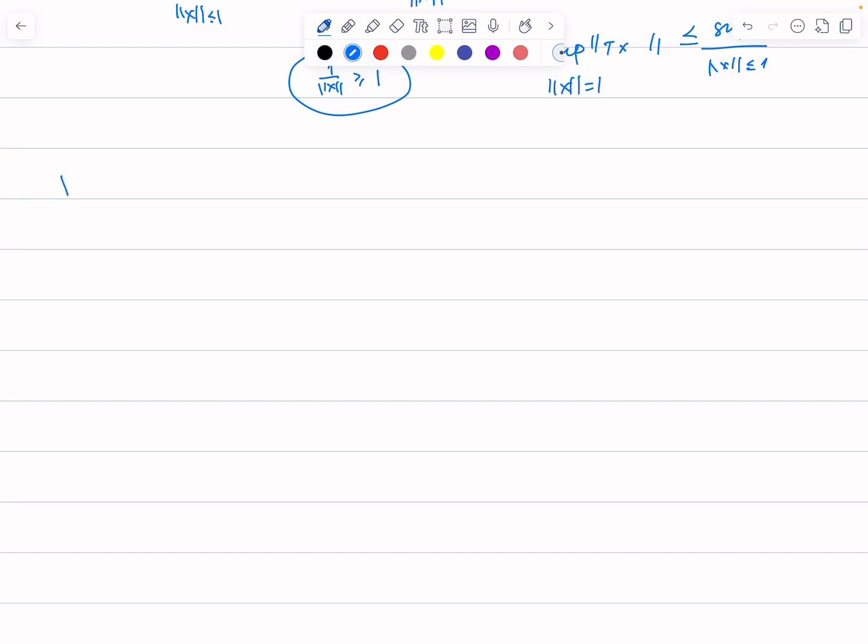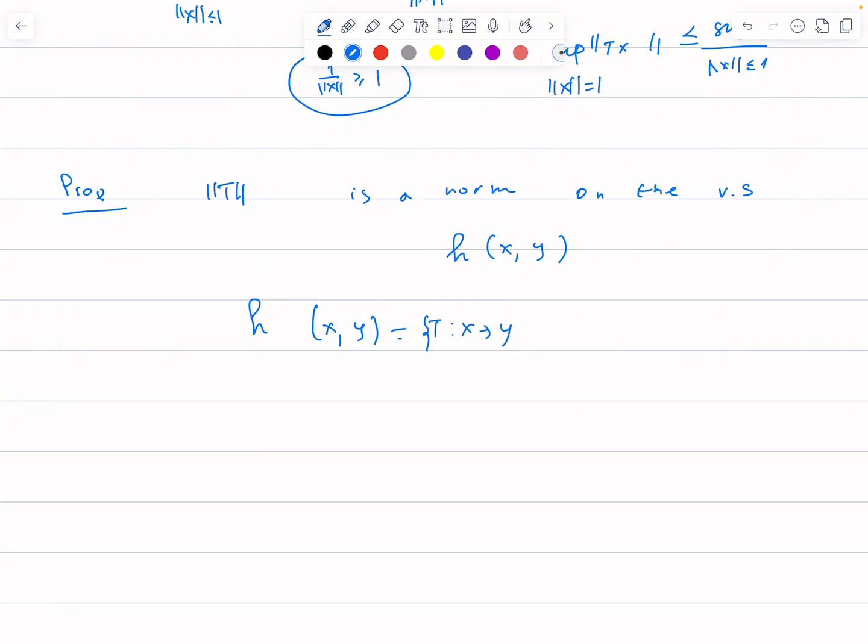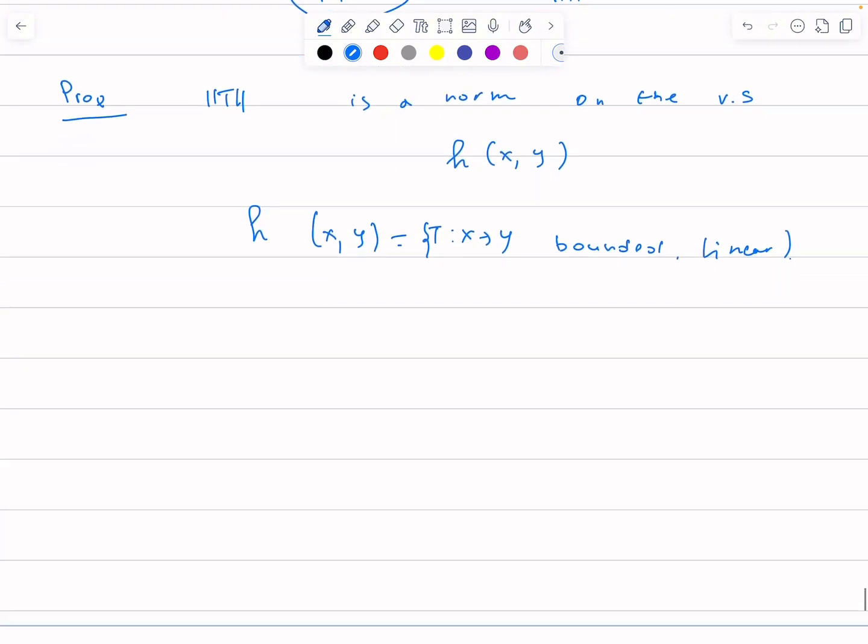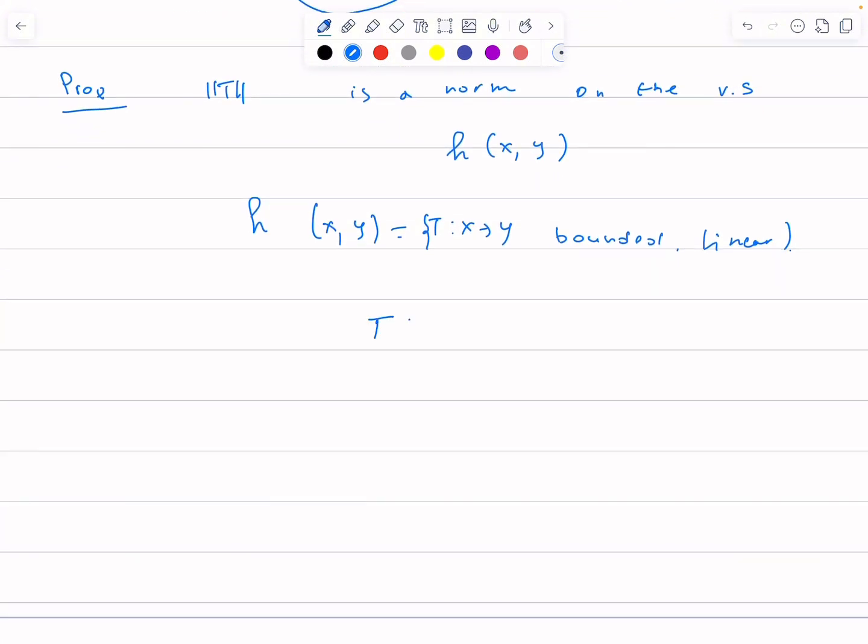So we get a proposition: if the norm T is on the vector space L(X,Y), so we can write it like T from X to Y bounded and linear. So what does it mean? T plus S of x is equal to Tx plus Sx, and alpha T x.